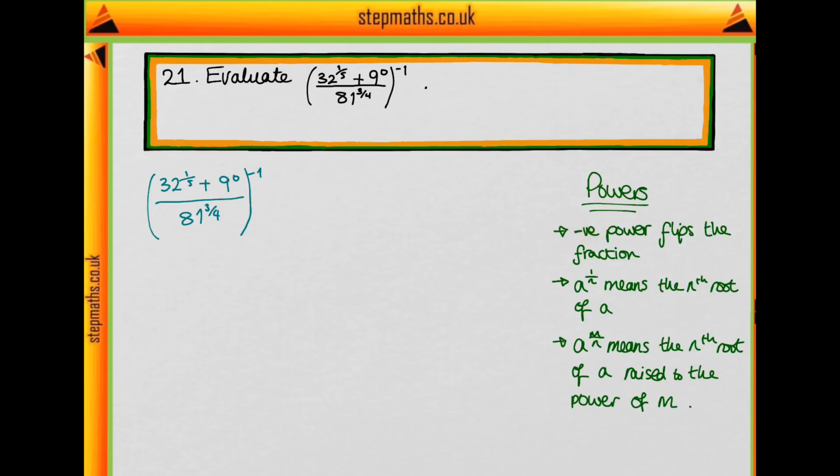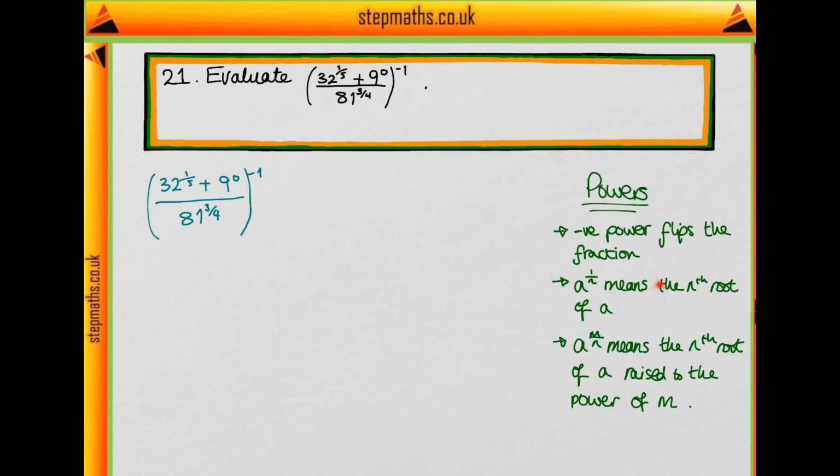So if we have a negative power, like -1 up here, this flips the fraction. So it's just going to completely invert what we have. So the 81 to the power of 3/4 would be on the top, and this lot would be on the bottom. Another point with that, if we have an integer to a power, then it becomes 1 over whatever that integer was.